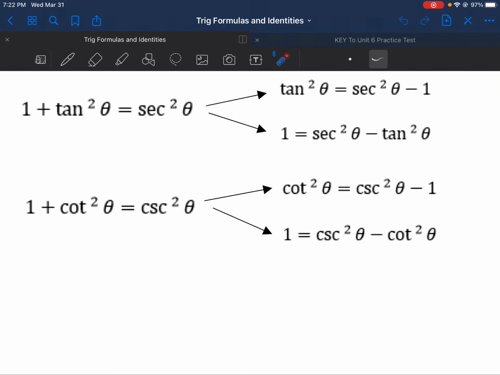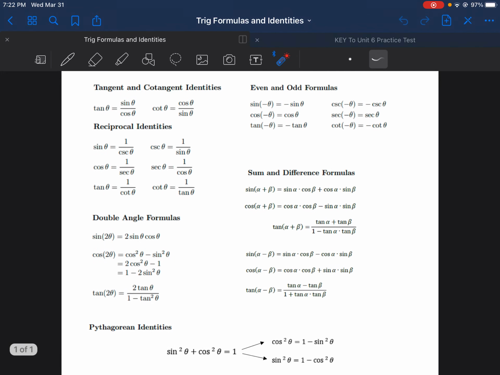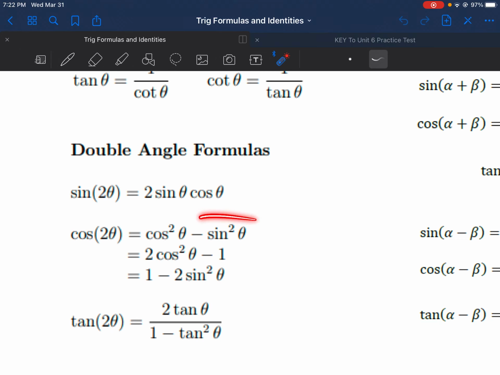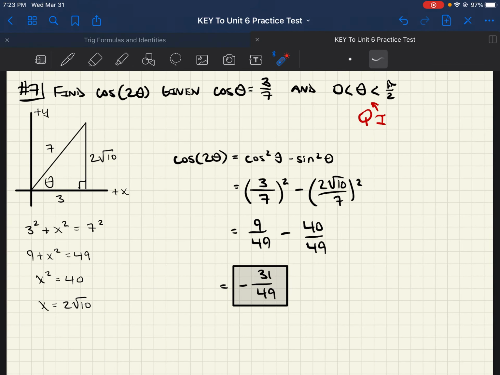Now we're going to calculate cosine of 2 theta, and we have some options. Cosine of 2 theta actually has 3 different formulas that we can use. I just picked the first one. It doesn't really matter. You can use whichever one you want, and you'll get the same answer. I just did cosine squared minus sine squared.